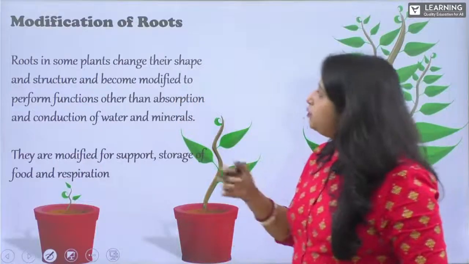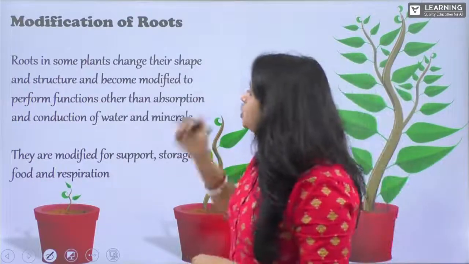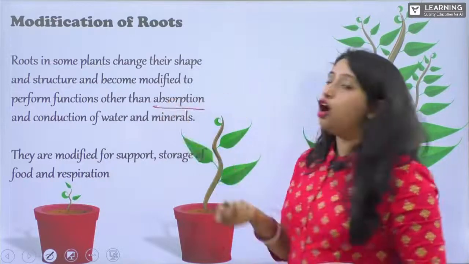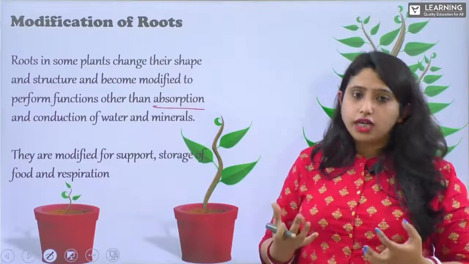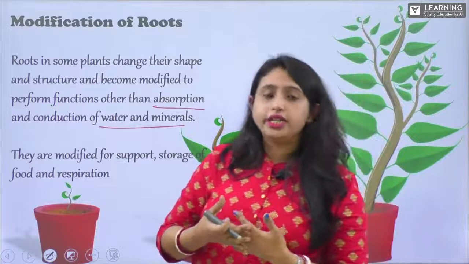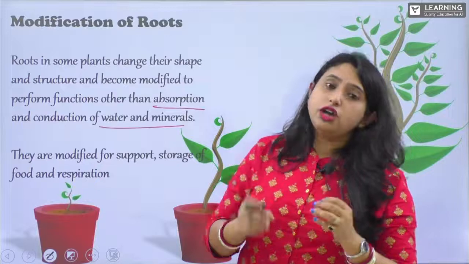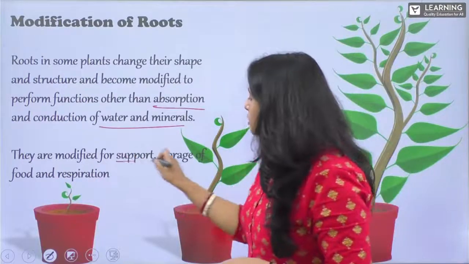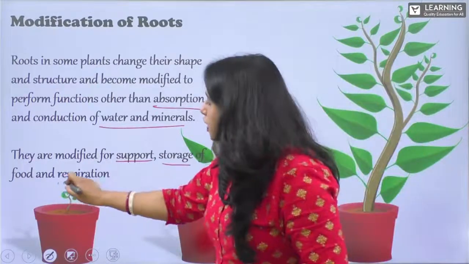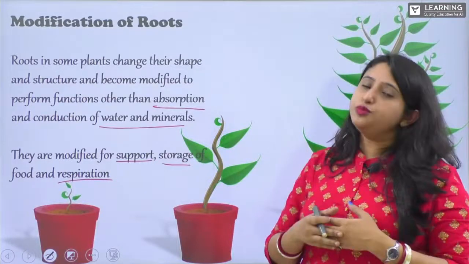What is next is the modification of roots. Now these roots also modify and change their shape. Why do these roots modify themselves? Because of absorption. They want to absorb water and for the conduction of minerals. That is for the absorption and conduction of water and minerals, they need to modify themselves. And some of the roots also modify in order to provide support, to store food, and also to undergo the respiration process. So this can come for a 2-mark question: why do the roots modify themselves?